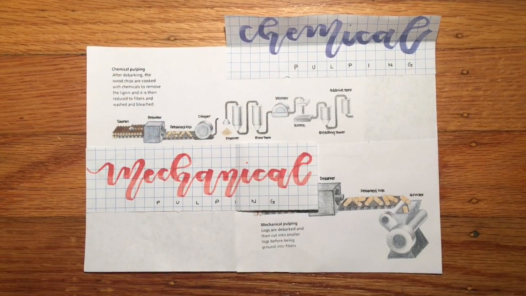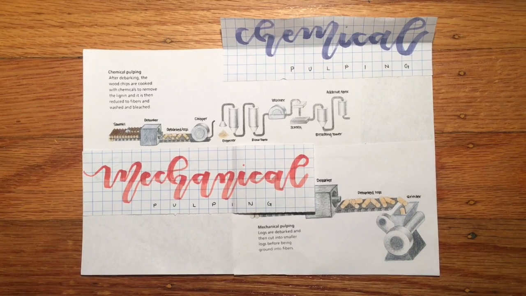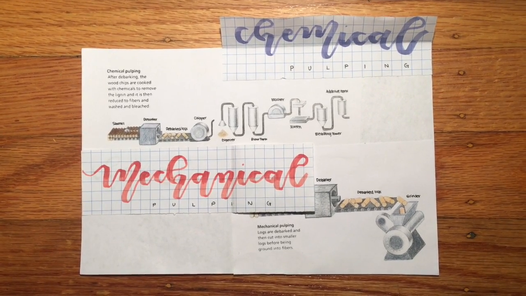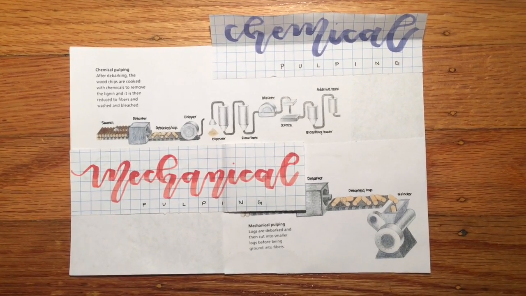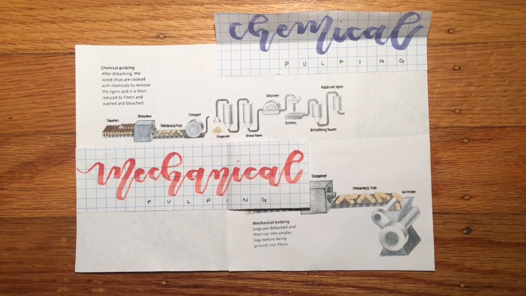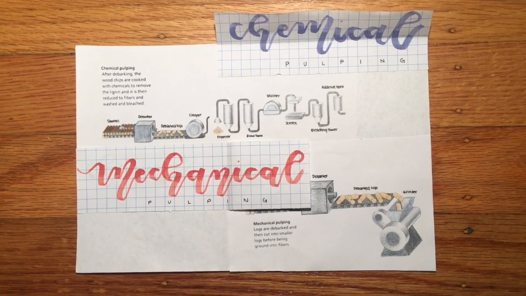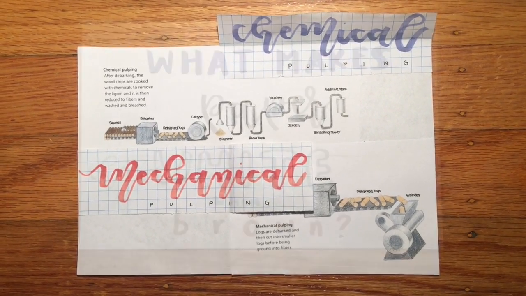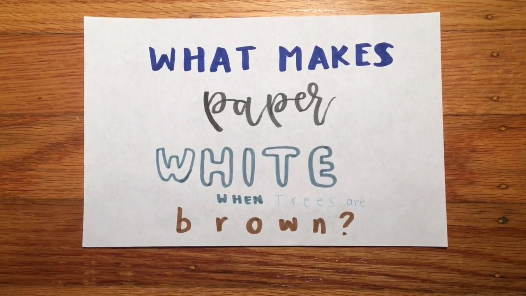There are two ways of pulping: mechanical or chemical pulping. Mechanical pulping involves using machines to grind wood chips into pulp, while chemical pulping uses chemicals to separate lignin from cellulose fibers. So what makes paper white when trees are brown?